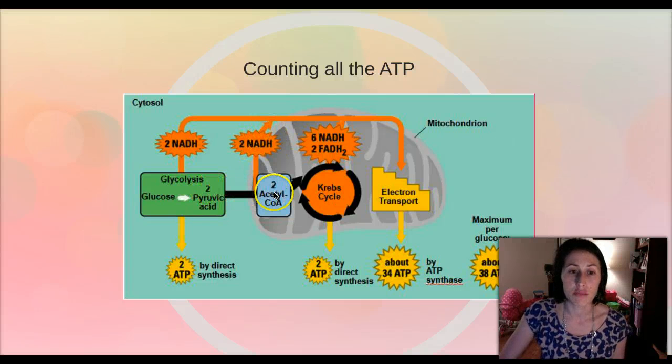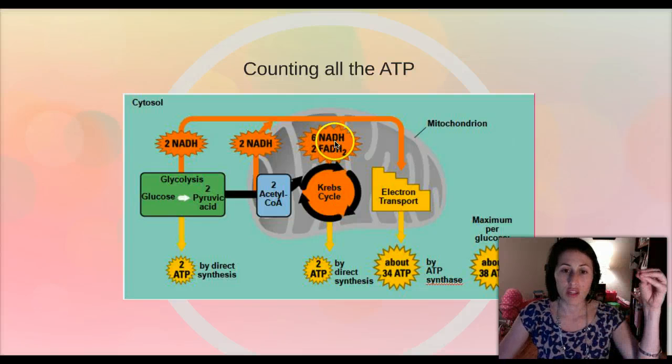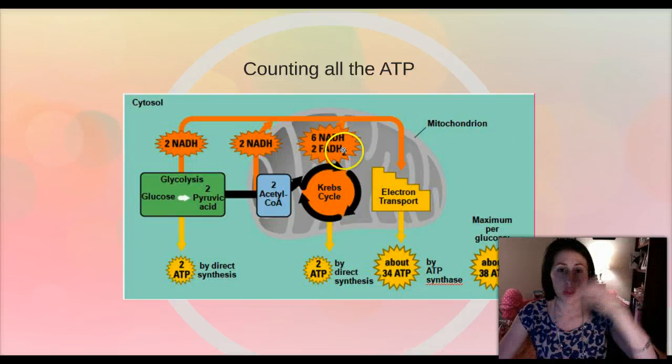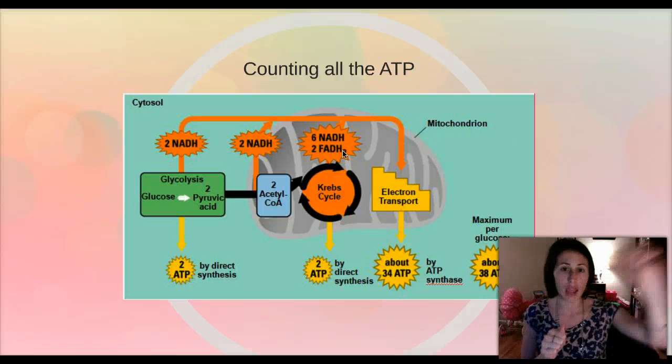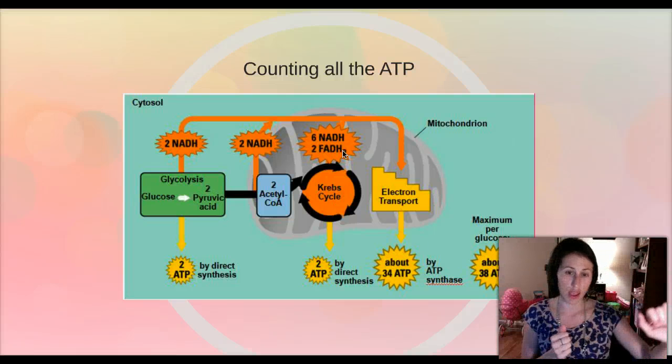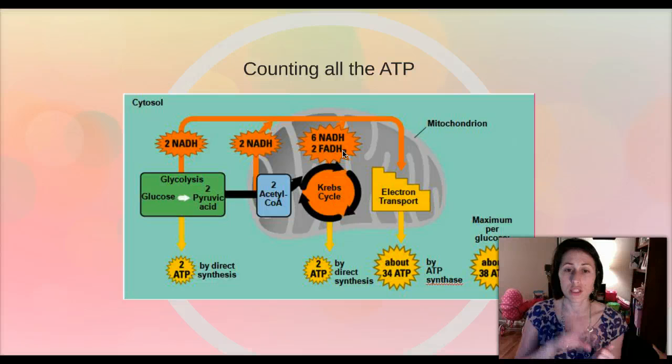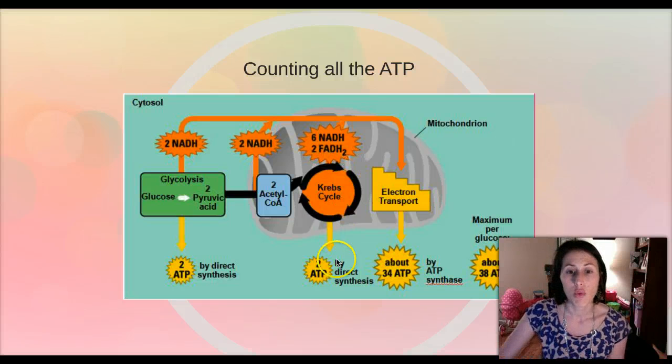So this pyruvic acid moves into the mitochondria. We have more NADH pulling electrons. The Krebs cycle moves around. We have more NADH pulling off electrons. We have FADH2 pulling off electrons. Every time one of those carbon dioxides are stripped off of those pyruvic acid molecules that's moving around in this Krebs cycle, we get more electrons being stripped off. We also get a little bit more ATP that's being made.